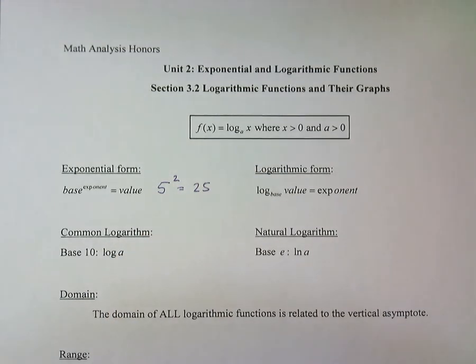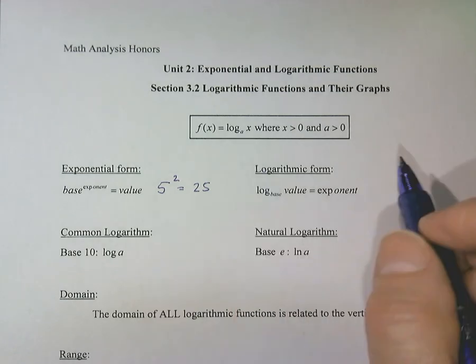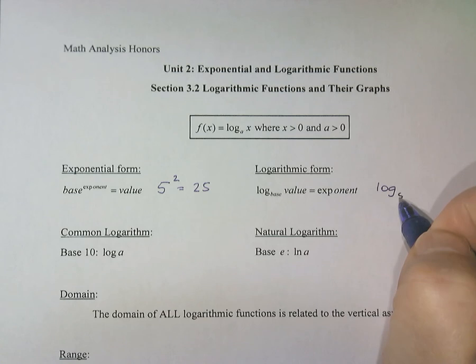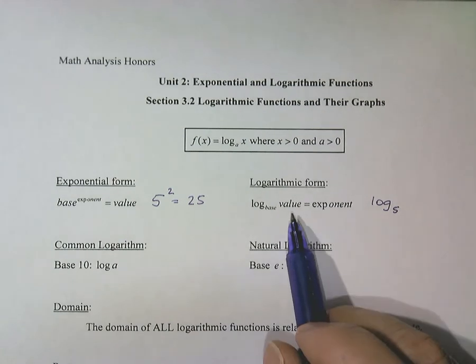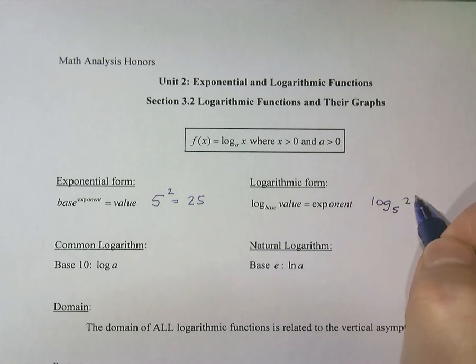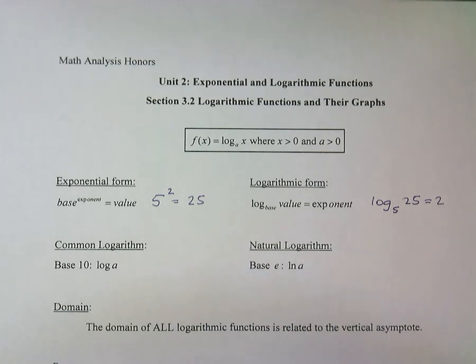If I want to rewrite that in logarithmic form, it'd be log base, my base is 5, so 5 is a subscript. The value is this 25, and my exponent is 2. So writing exponential form and writing logarithmic form is going to help you solve equations later on.